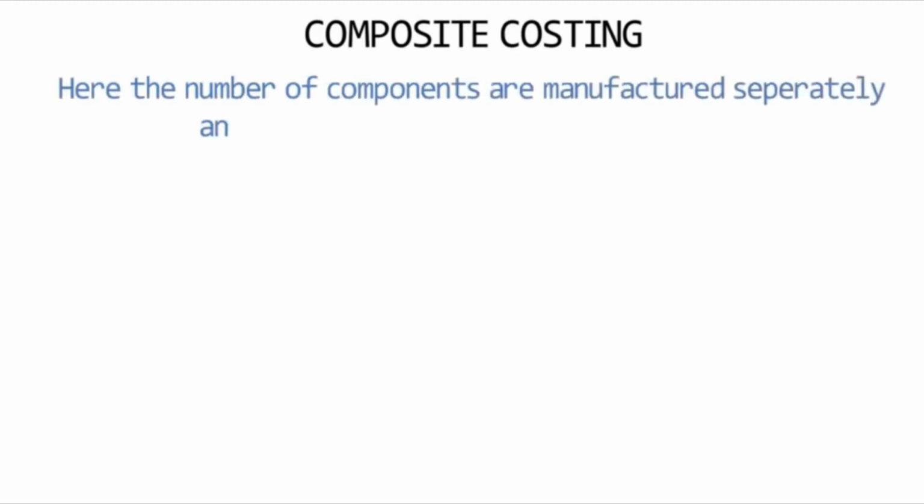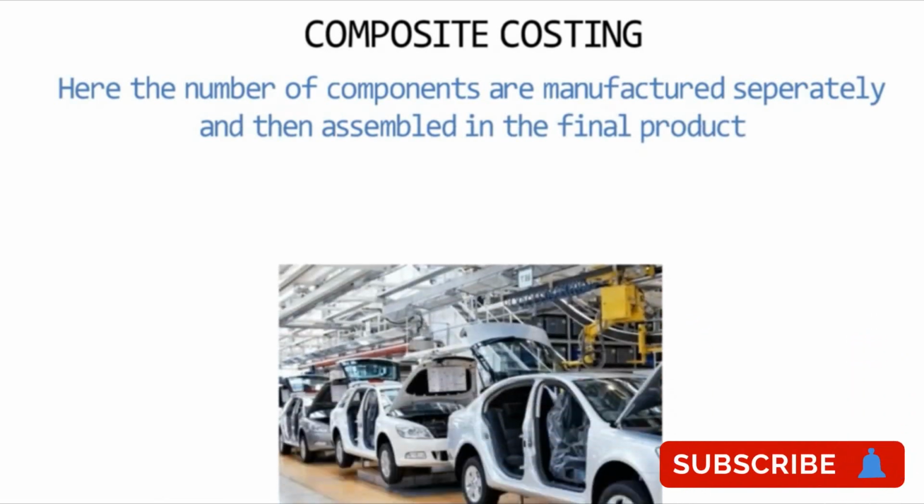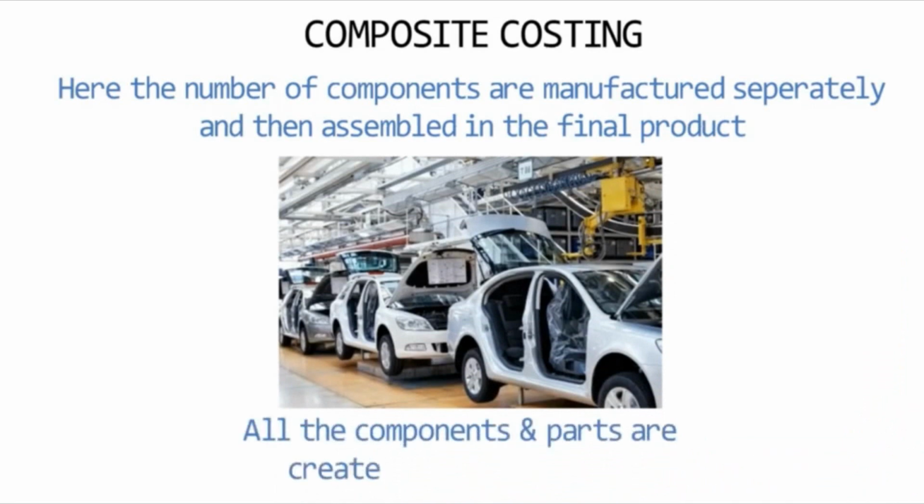So the sixth type of costing method is composite costing. This method is used where the number of components are manufactured separately and then assembled in a final product, such as in scooters, cars, and automobiles. Here all the components and parts are created by other process and by other costing methods.